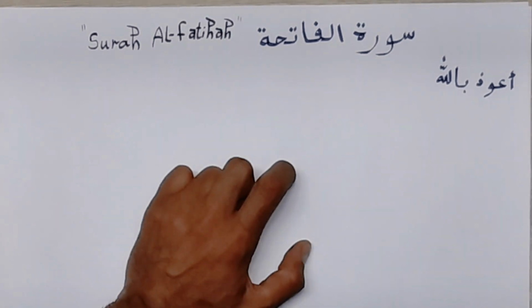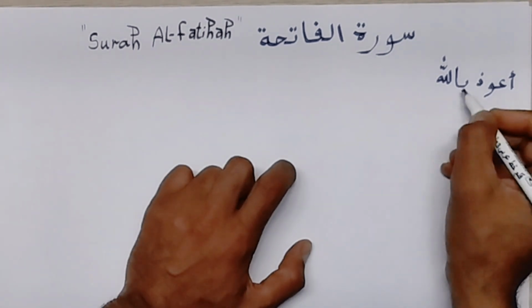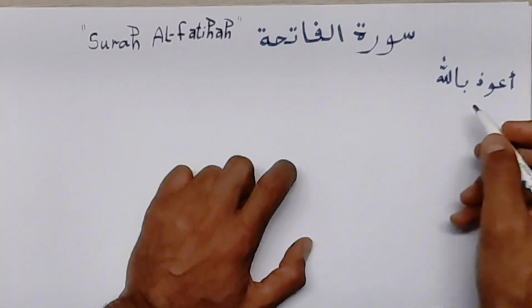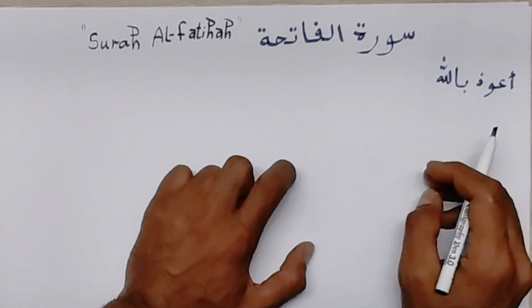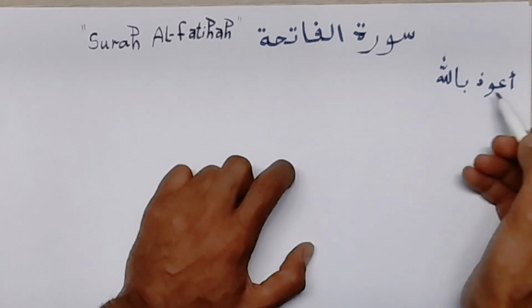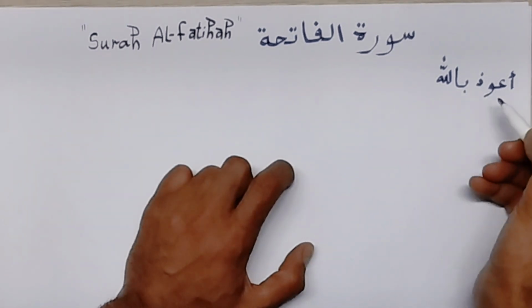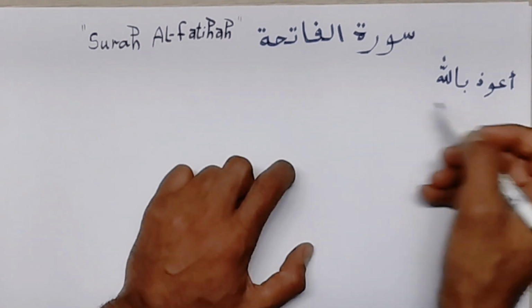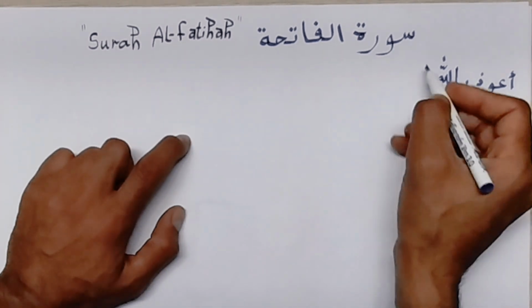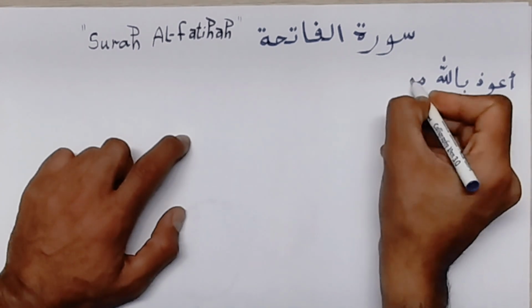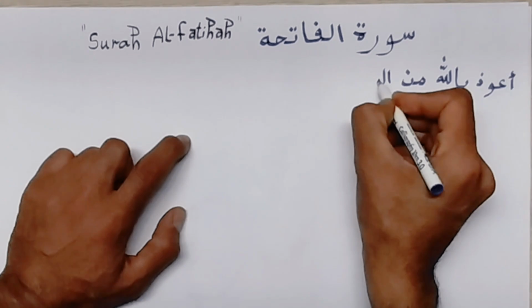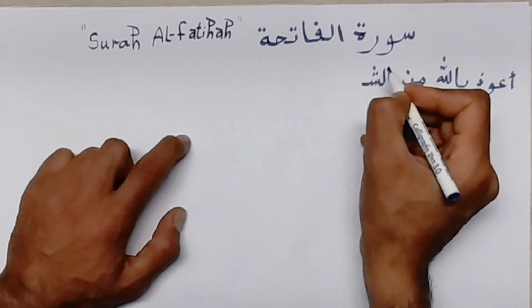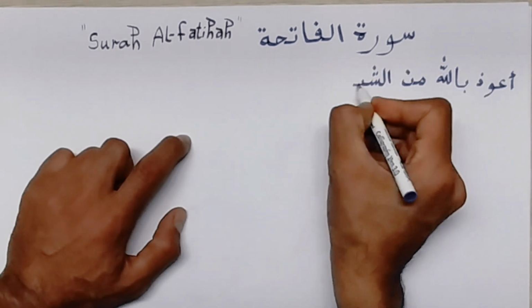Which is a preposition, and then it gives a meaning, a special meaning. So أعوذ بالله, ألتجئ إلى الله, I refuge to Allah. أعوذ بالله من, from, من shaitan. Shaitan is Satan, of course.